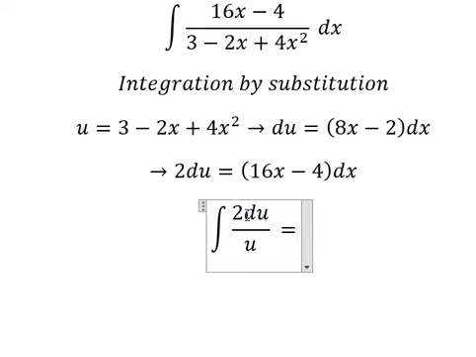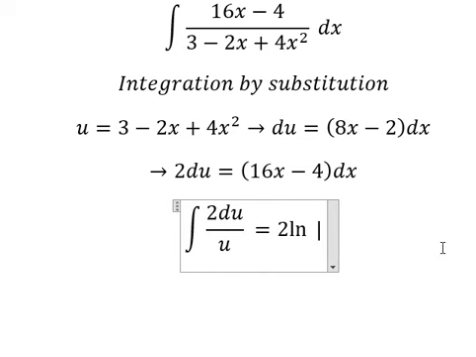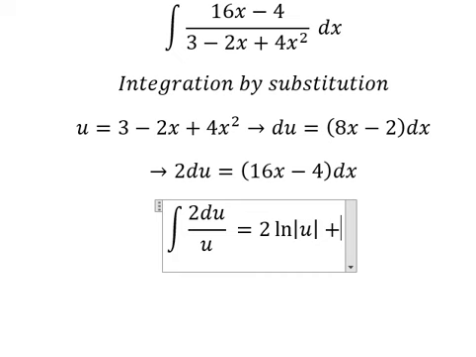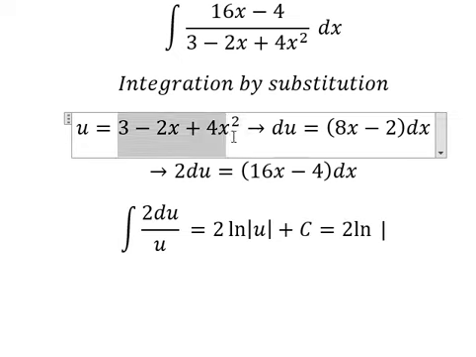The integration of this one, we have ln of the absolute value of u. And we put c. About u, that is this one.